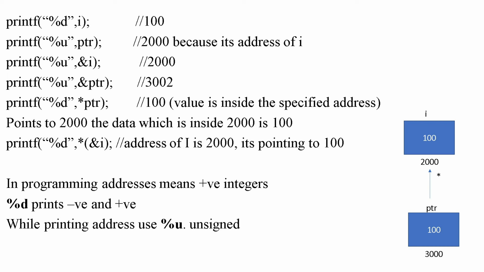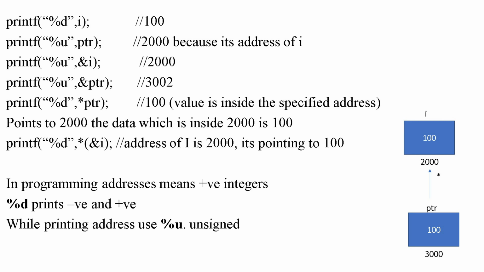Next, printf %u ampersand I. Again we are printing an address, so we are using %u. What is the address of I? 2000. Next, we will print printf %u ampersand ptr. Now we are printing the address of ptr. Wherever we are printing addresses, you see that we are using %u. Printf %d star ptr, that is the pointer ptr. So you can see the value inside the specified address.